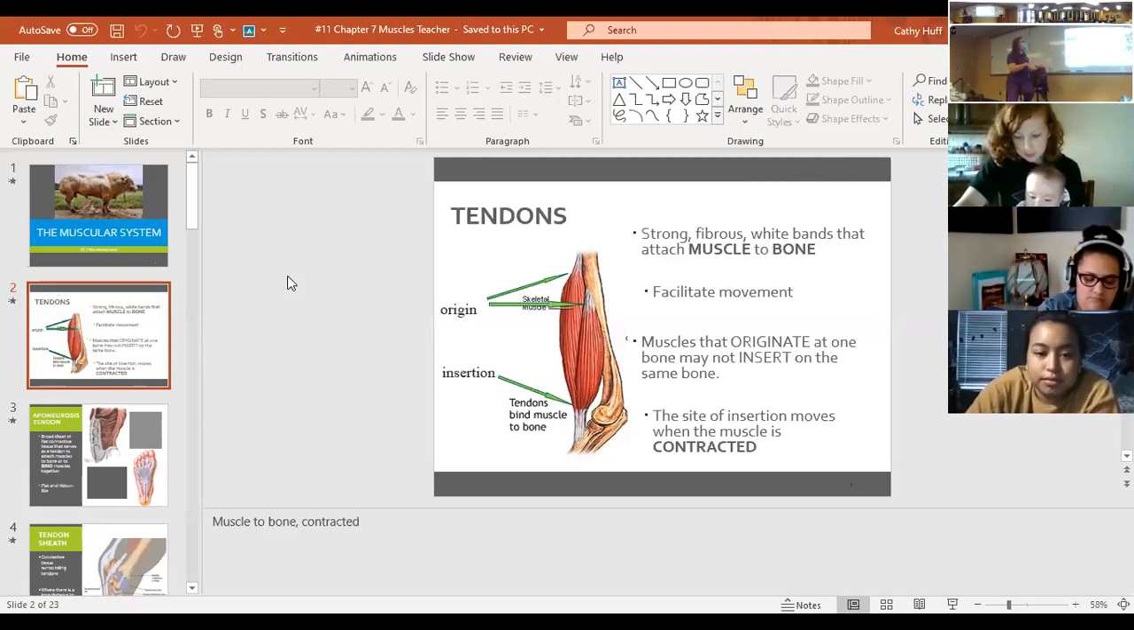We have the insertion and the origin, which is what I just described. The more stable end, the anchor of the muscle, is the origin. The movable end of the muscle is known as the insertion. Give you guys a minute. Yeah, muscles are pretty amazing.